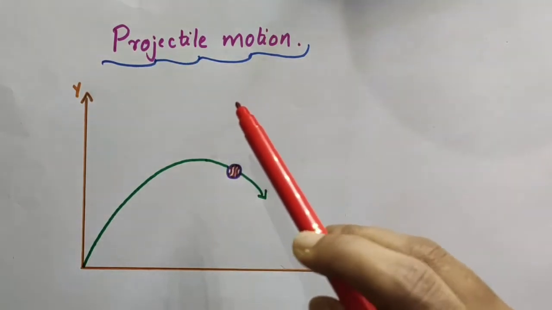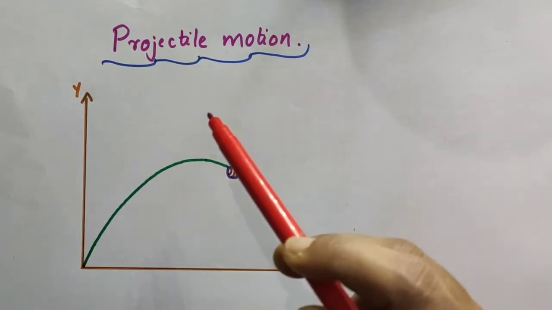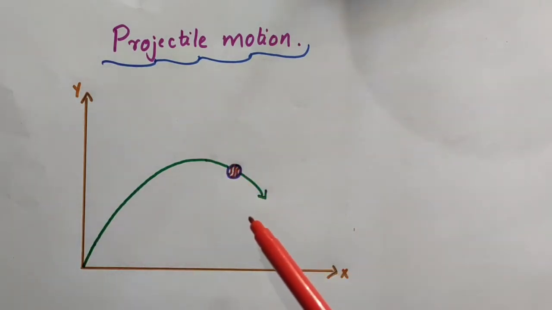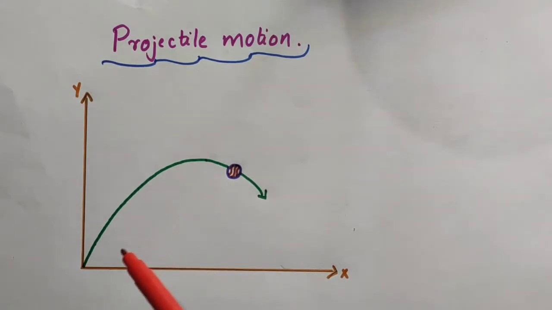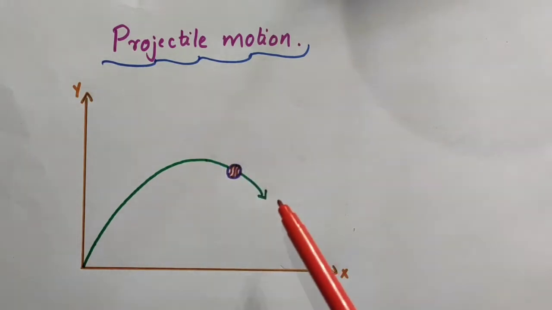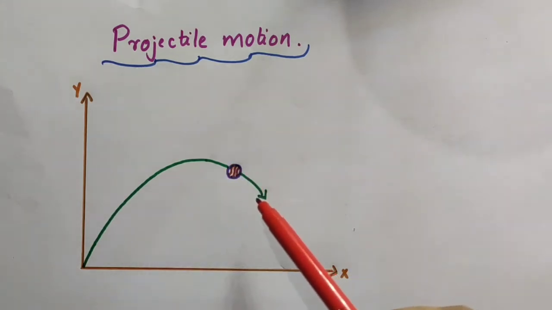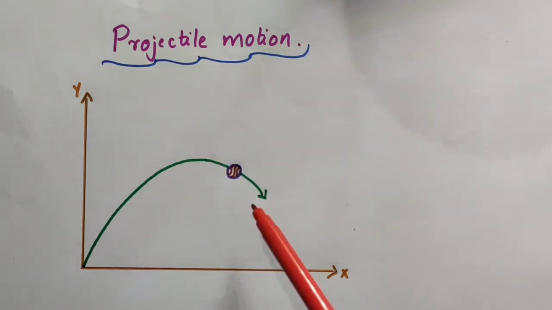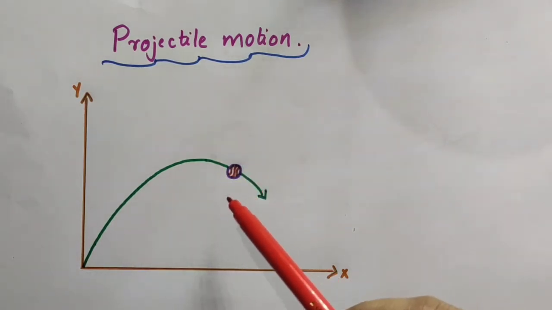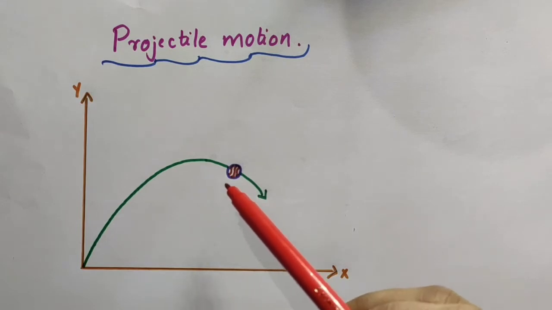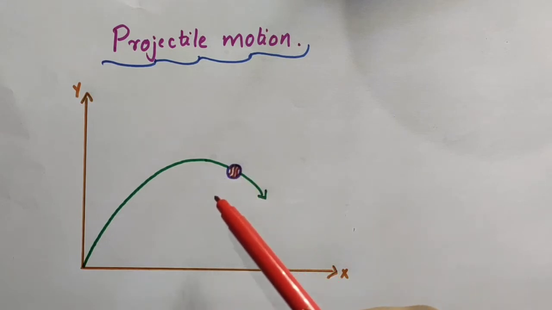Projectile motion is a form of motion experienced by an object that is projected near the earth's surface and moves along a curved path under the action of gravity only. The object that is in flight after being thrown or projected is called a projectile. This projectile might be a football, a cricket ball, or any other object.